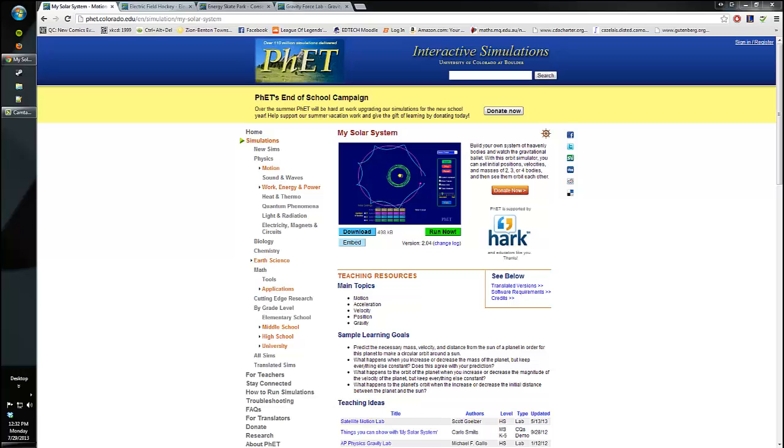So we were asked to review 4 different simulations, and we were given a choice of several of them. But I just decided to go with what is quite possibly the best science simulation site out there. PhET from University of Colorado at Boulder. As a physics teacher, I use this site a ton.